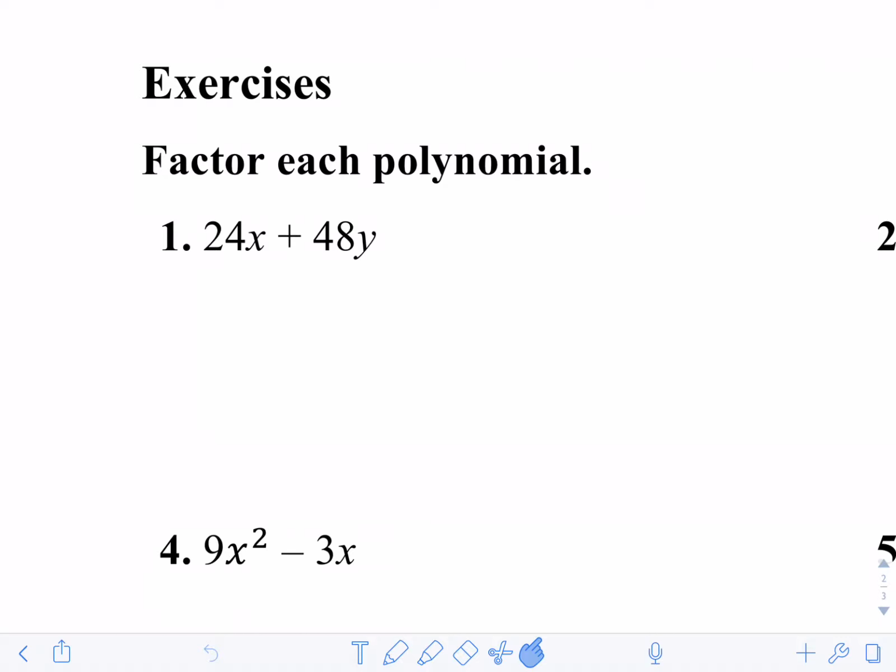All right, this is 8-5 notes. All you're doing on this is factoring out your greatest common factor. So for number one, you have 24x plus 48y.